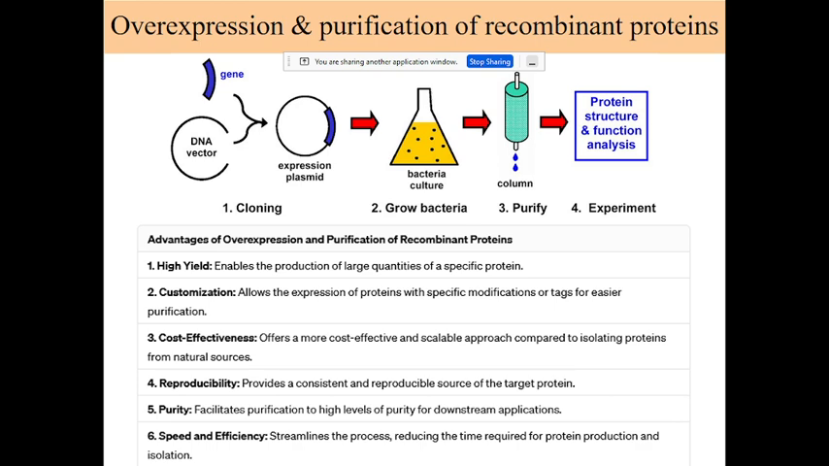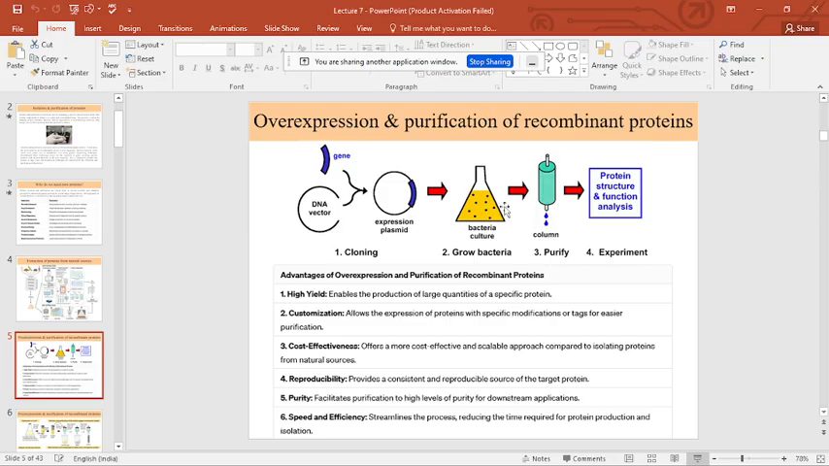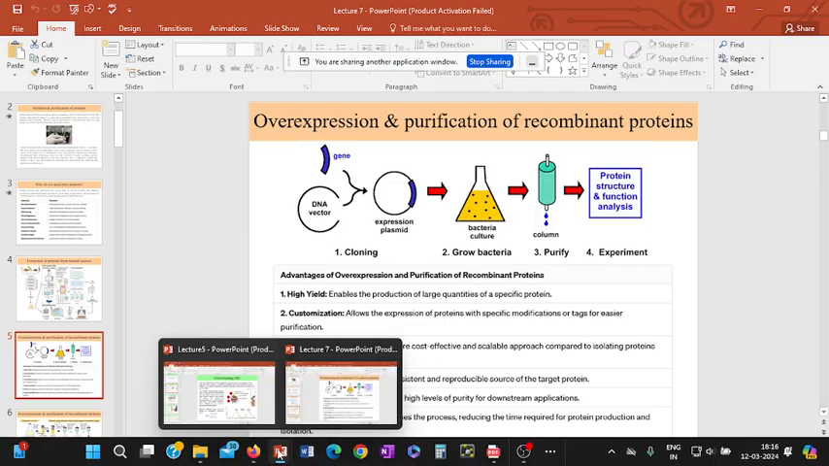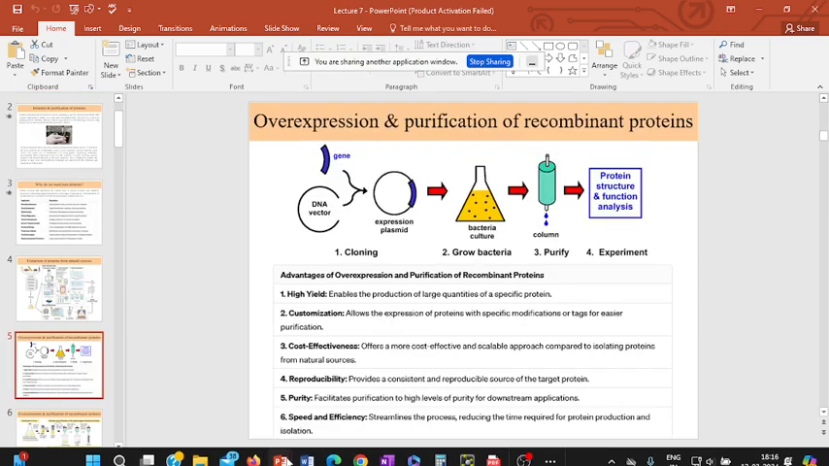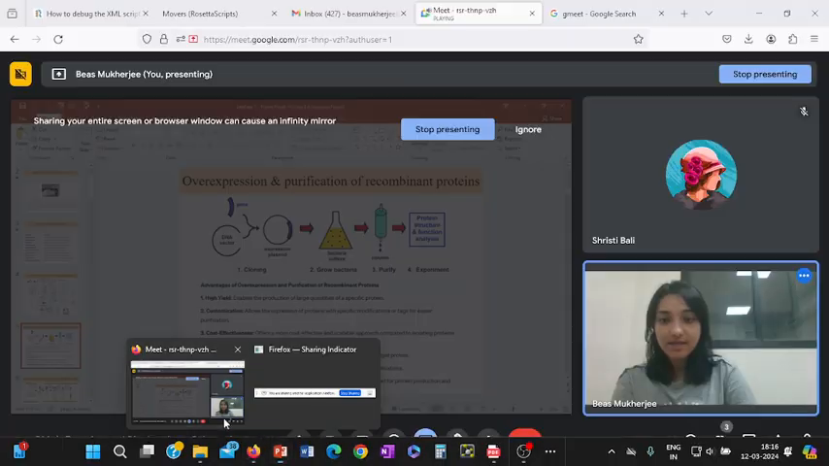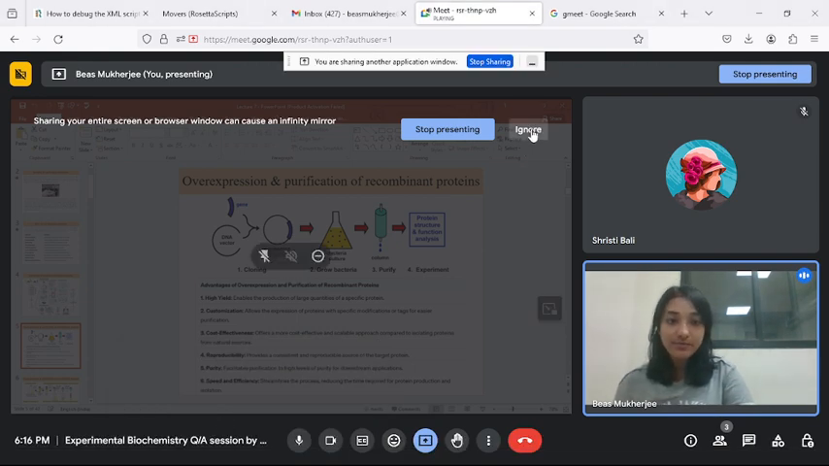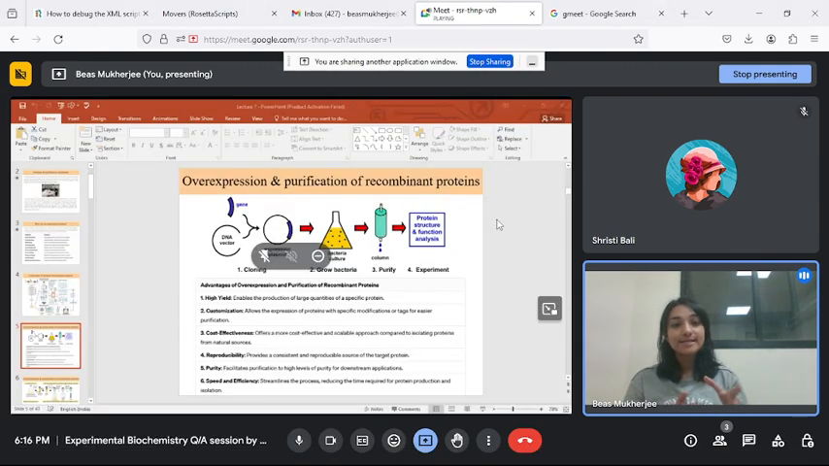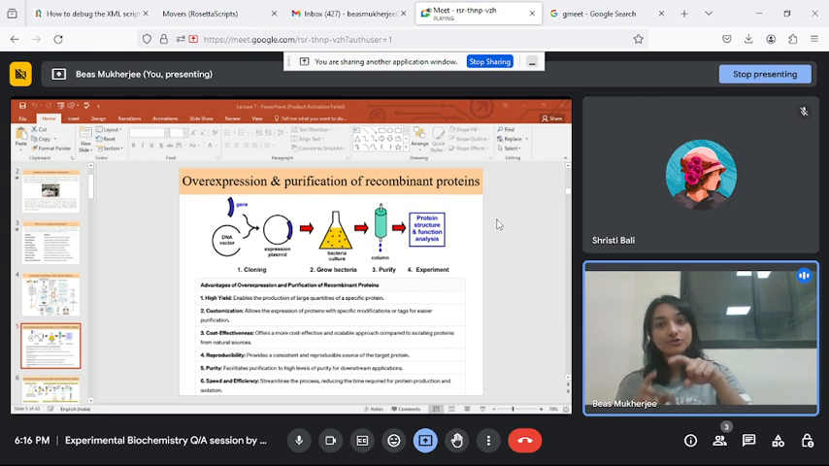I am sure you understood what a recombinant protein is. It is called recombinant because it is getting inserted into a plasmid DNA, and this is not natural, right? That is why it is genetically engineered. That is why it is recombinant.